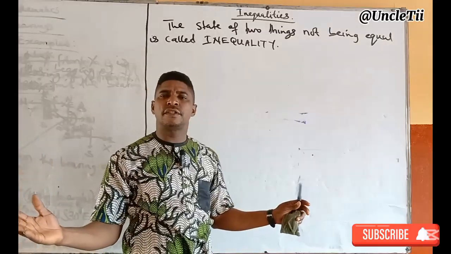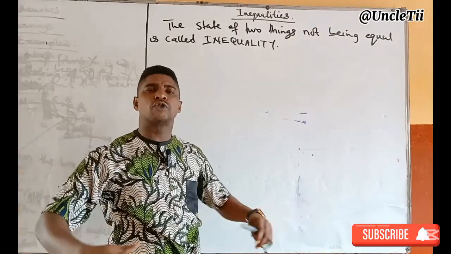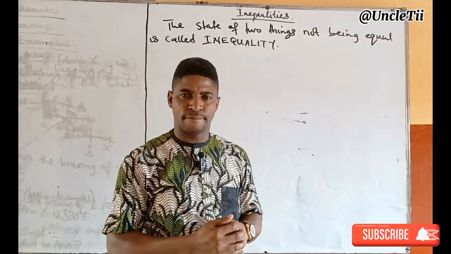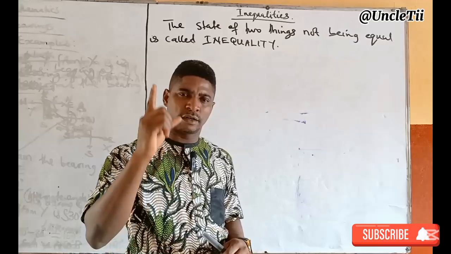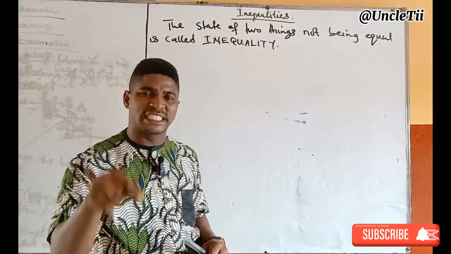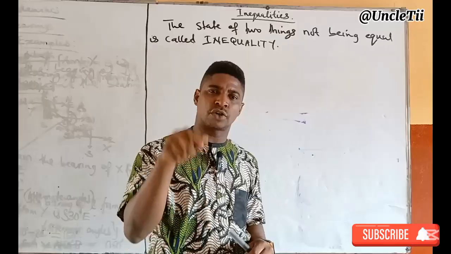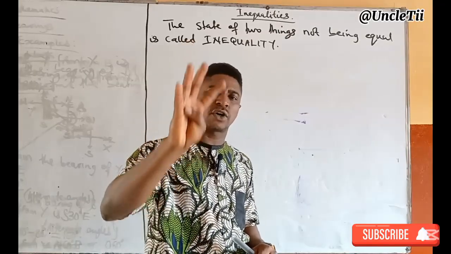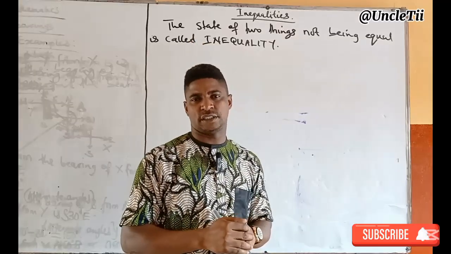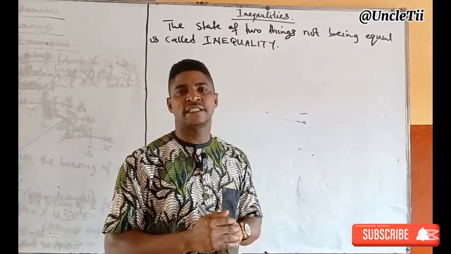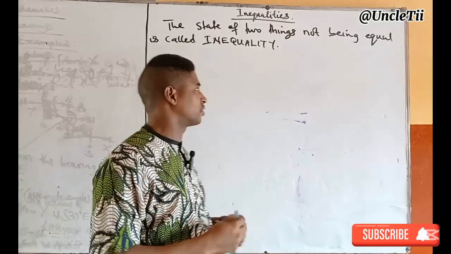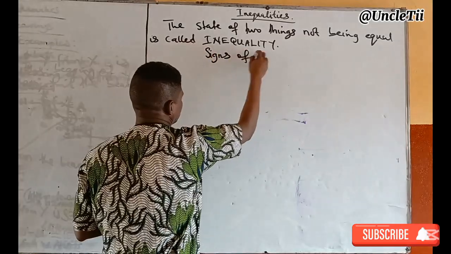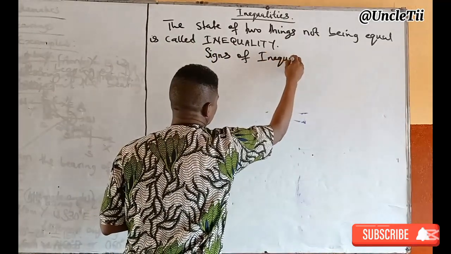So, if two things are not equal, how do we relate them? How do we show the relationship between them? We usually would do that using the signs or symbols of inequality. And there are four signs or symbols of inequality with their unique meanings and unique interpretations. Signs of inequality.